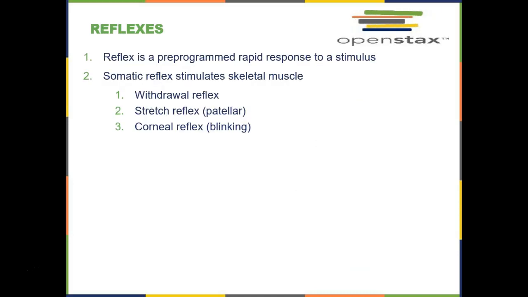So let's talk about reflexes. Skeletal muscle movement is something that we are consciously aware of and that we can choose, typically. But a reflex is a pre-programmed response to some stimulus that is unconscious, and we have no control over it. So this is pre-programmed and rapid. It's a response to some stimulus, and there's no control over a reflex. You can't stop a reflex from occurring.